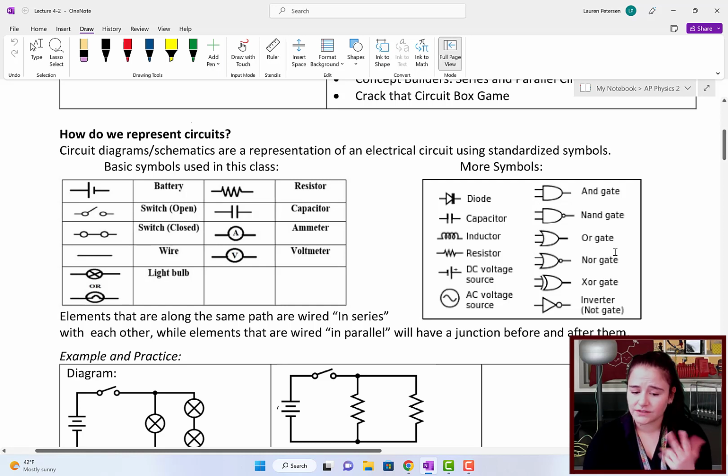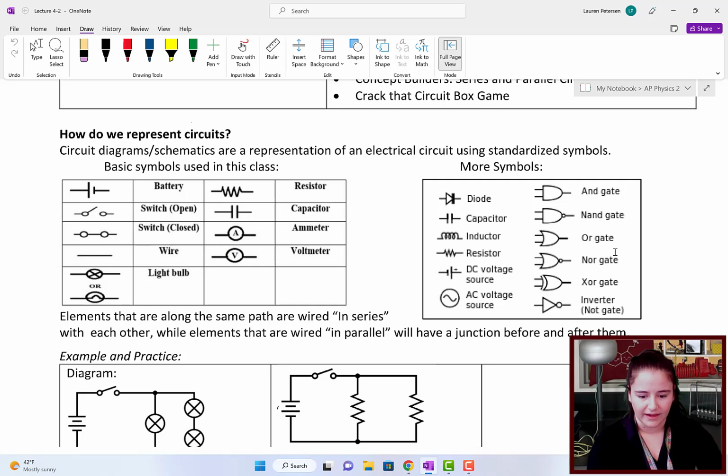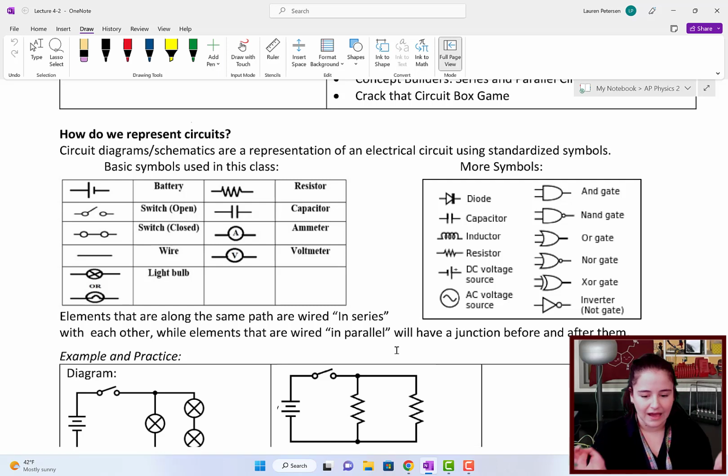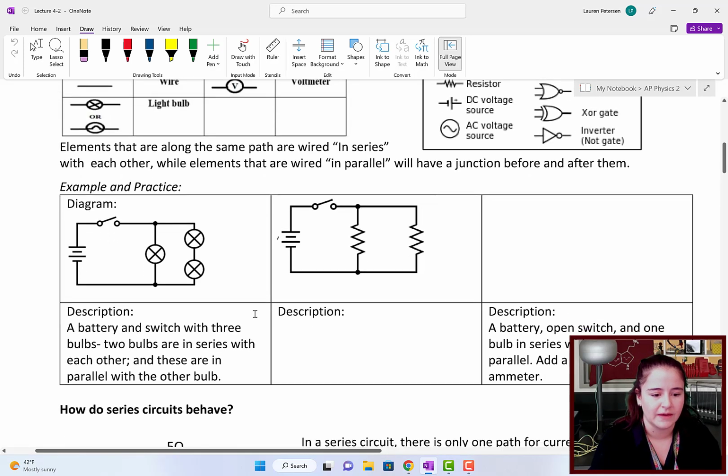Now, there are two words that we use for wiring things. When things are wired along the same path of a wire, we say they're wired in series, while elements that are wired in parallel will have a junction. It'll have a split in that wire, in that current, before or after them. So let's look at some examples.